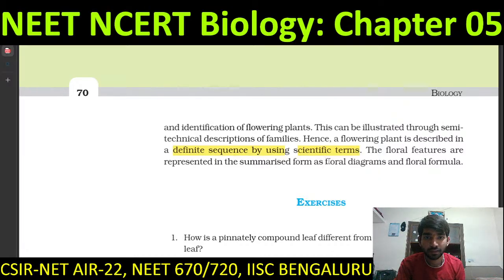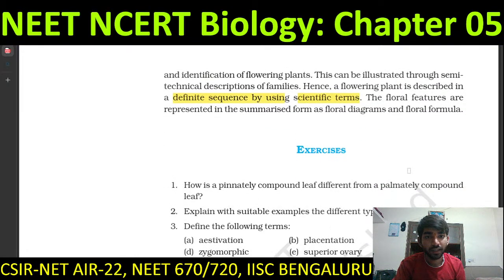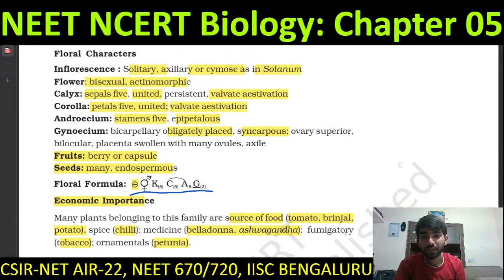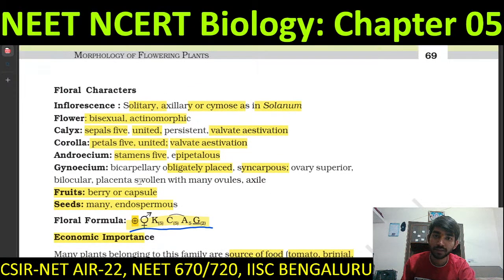Floral features are represented in summarized form as floral diagram and floral formula. This you should remember. Now they have only one floral formula, so it is important that you remember this properly. Actinomorphic, bisexual, calyx 5 fused, corolla 5 fused, androecium 5, fused with the corolla meaning epipetalous condition, gynoecium 2 fused, and superior ovary. This you should remember.